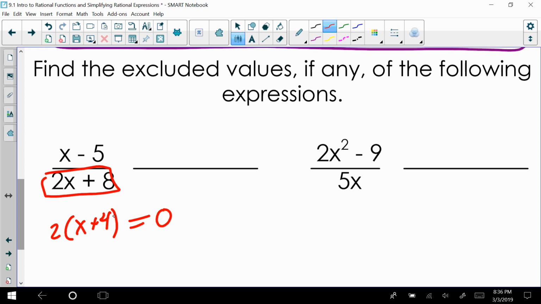This is a problem. So, I don't have to worry about that 2 at all. I just think I have x equals -4 is the excluded value. Well, it can't be that. That's why we're saying exclude them. Can't be.